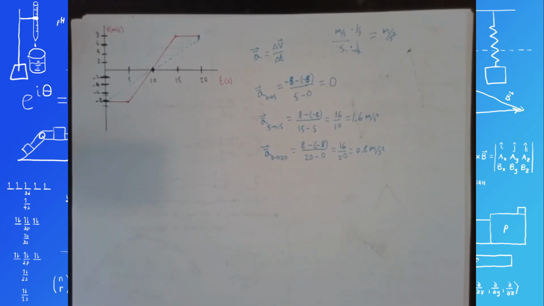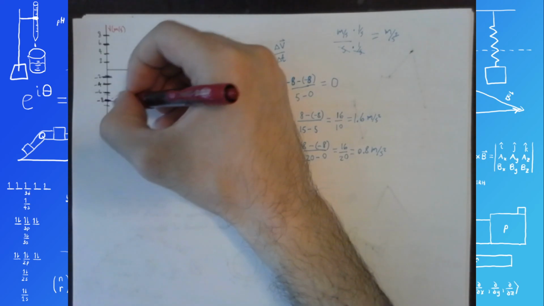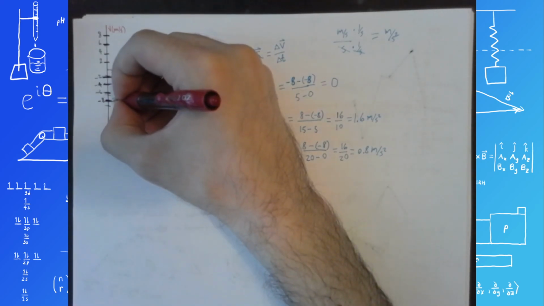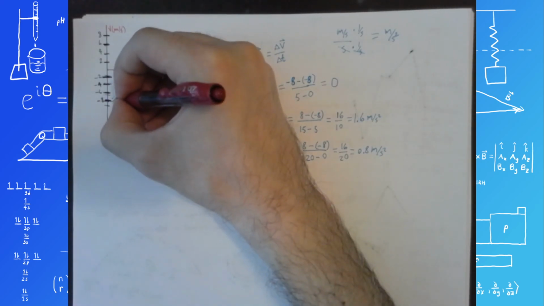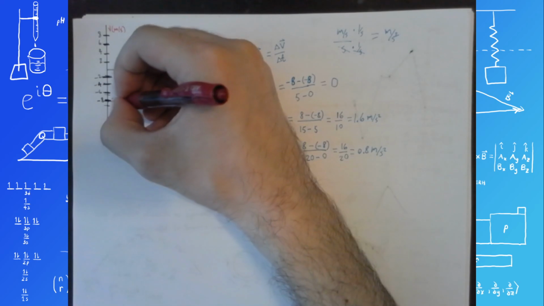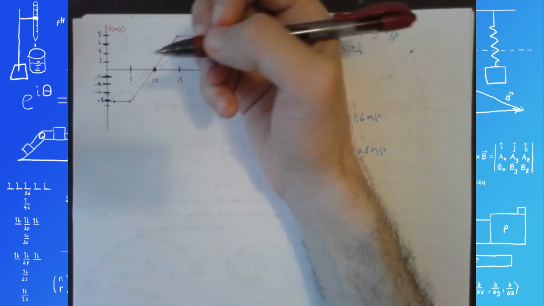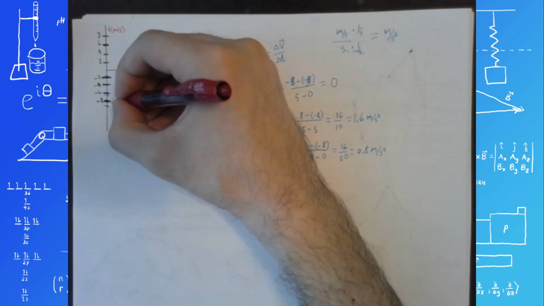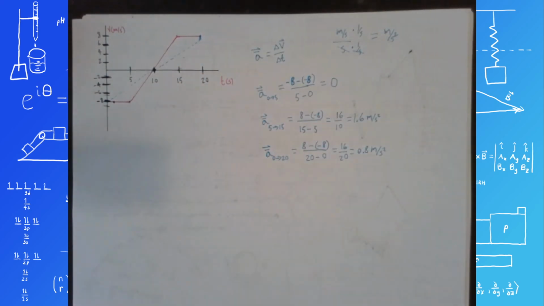And then part B of this question is asking us to find the instantaneous acceleration at 2 seconds, 10 seconds, and 18 seconds. Pretty easy to do. At 2 seconds, you're somewhere on this horizontal part, and we know what the acceleration is here. It's just the slope, which is 0. So we know at 2 seconds the instantaneous acceleration is 0.